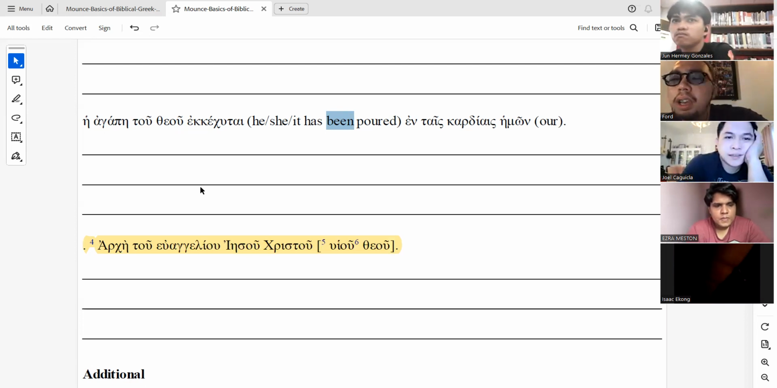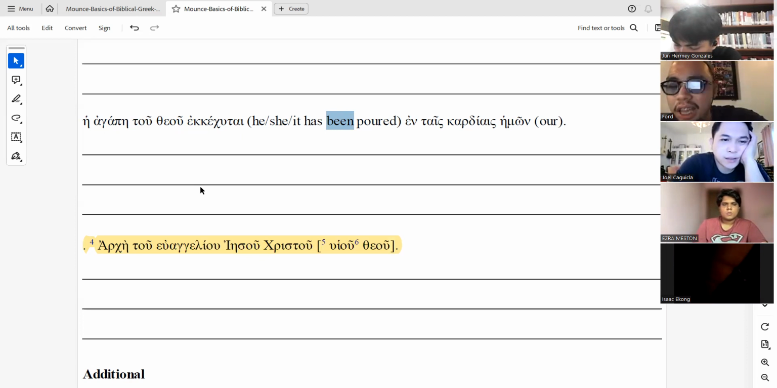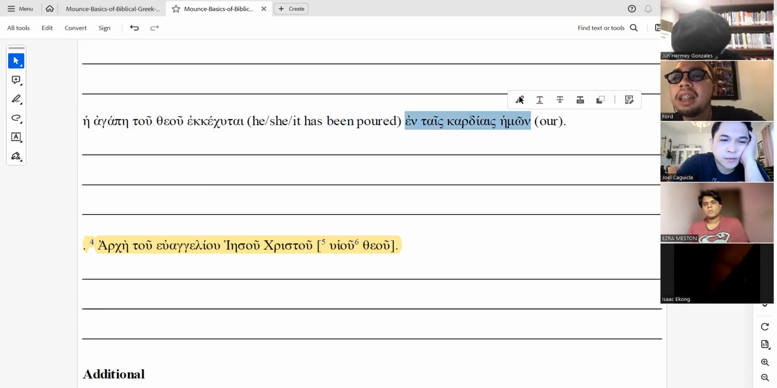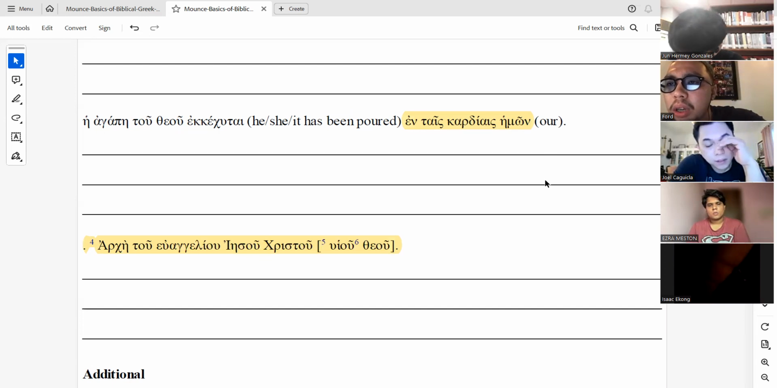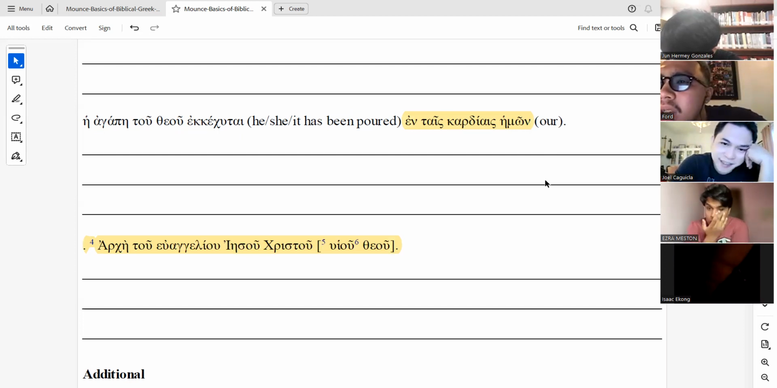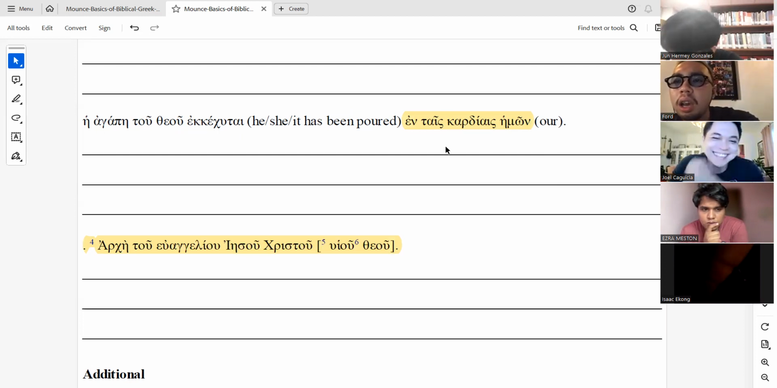Sige, study by syllables. E, ke, ku, tai. Ekekutai. Yan. Ke, ku, tai. And then this one, entice, cardias, cardiais, which is heart, plural form, dative. And then hemon. And the cheat is already there. Hemon means our, okay?